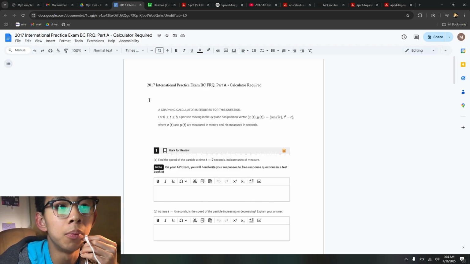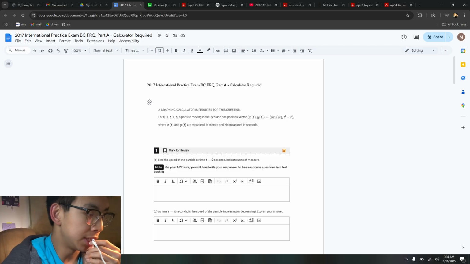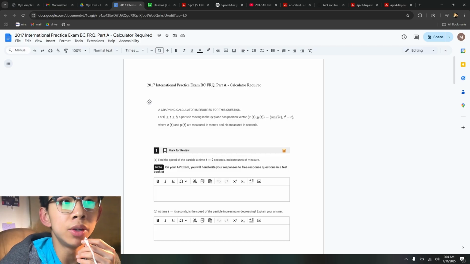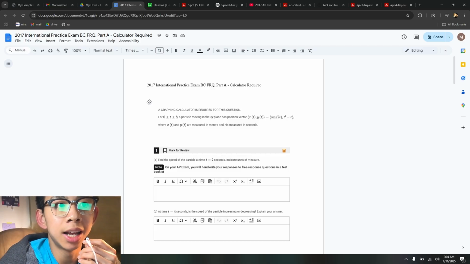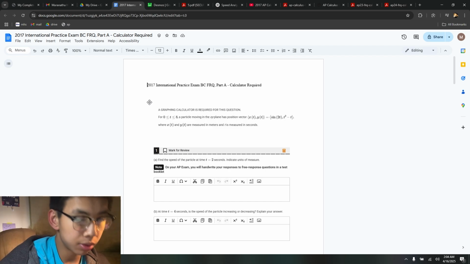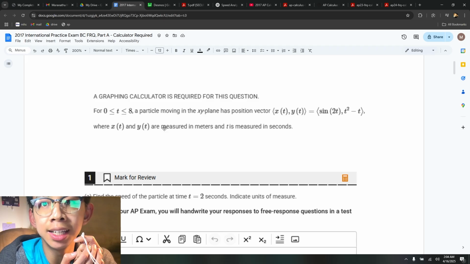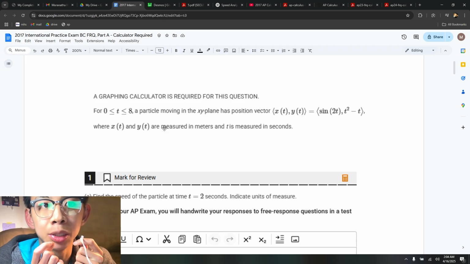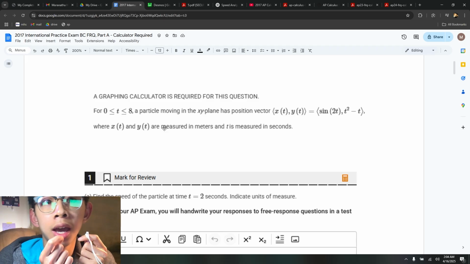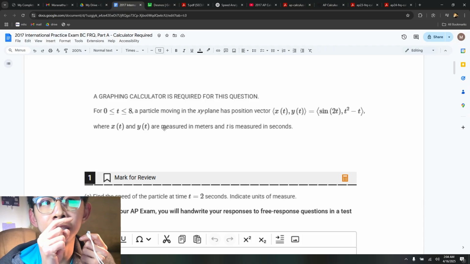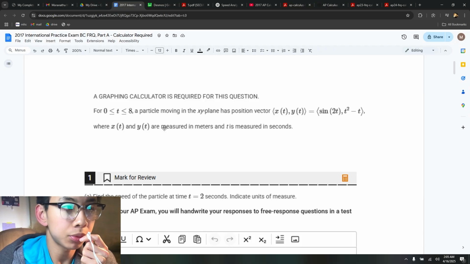For time t from 0 to 8, the particle is moving in the xy plane. It has a position vector of x(t), y(t). x(t) is going to be sine 2t, and y(t) is going to be t squared minus t.